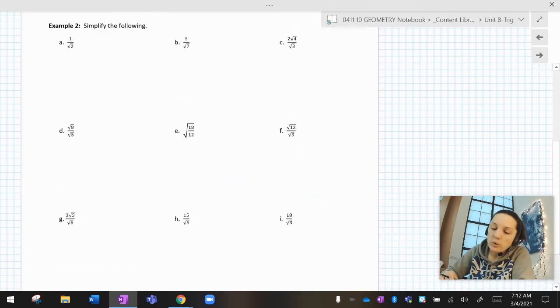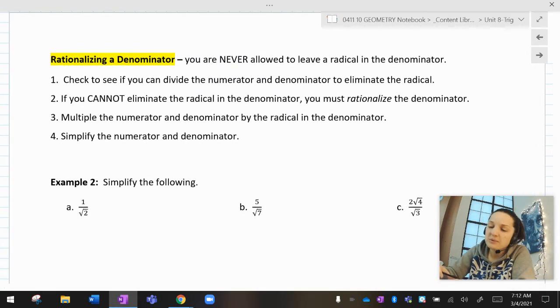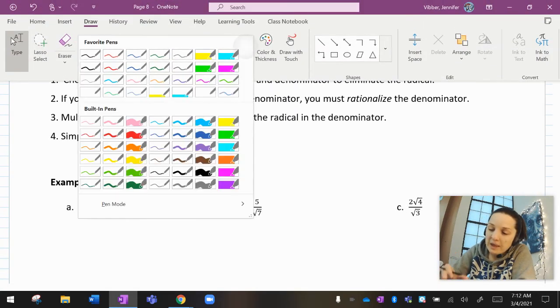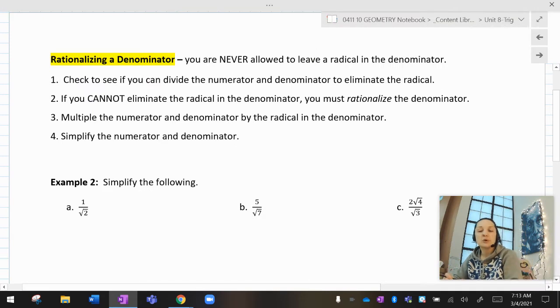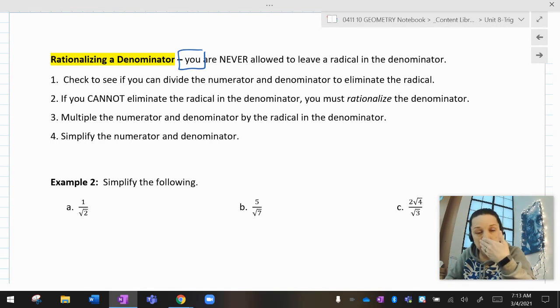Now, here's the thing. When we divide radicals, sometimes something uncouth happens, and we end up with a radical in the denominator, and we don't like that. Okay, you are never allowed to leave a radical in the denominator. Side note, yeah, technically you are. It's really not that big of a deal when you get into other mathematics, but you, as a geometry student, are never allowed to leave a radical in the denominator. Later on you can, but for right now, pretend you can't. So if that happens, we need to do something called rationalize the denominator.